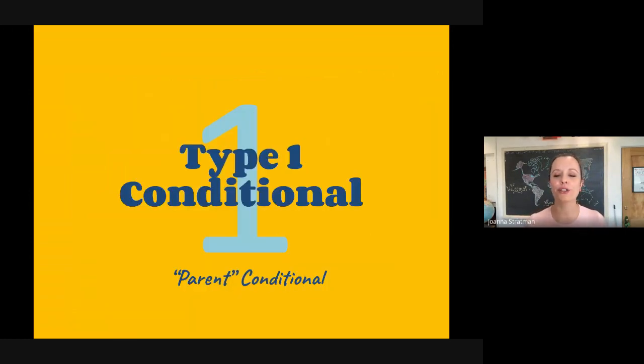Today, we are going to learn about the type 1 conditional. My nickname for this conditional is the parent conditional, and in a moment, I will explain why.